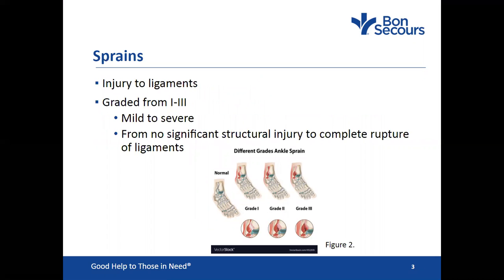Sprains are injuries to ligaments. They are graded from grade 1, which is a mild sprain with no significant structural injury, to a grade 3, which is a complete rupture of the ligaments. In the picture below, you can see in a grade 1 sprain, the ligament is still pretty much intact with some slight tearing. In a grade 2 sprain, the ligament has more significant tears but is still intact. And in a grade 3 sprain, the ligament has been completely torn.